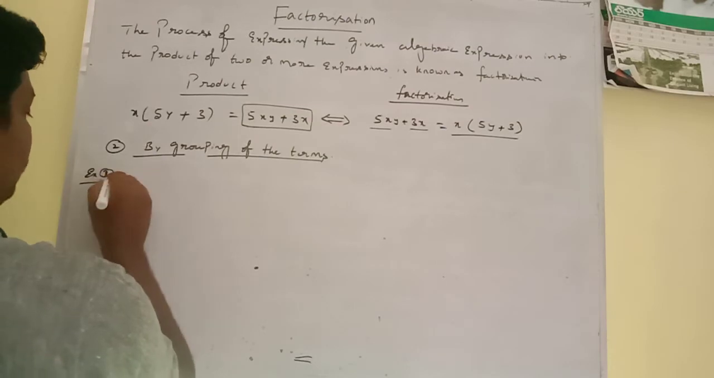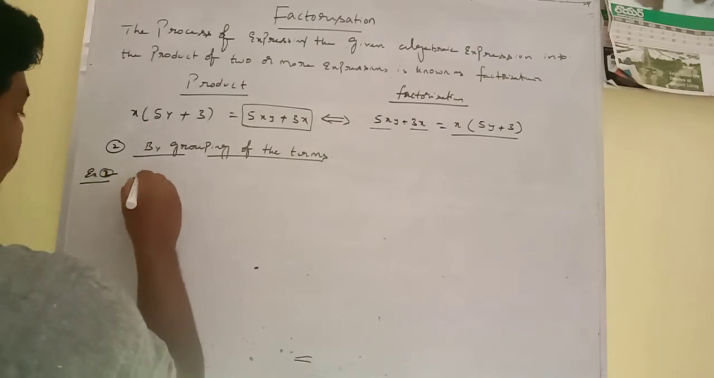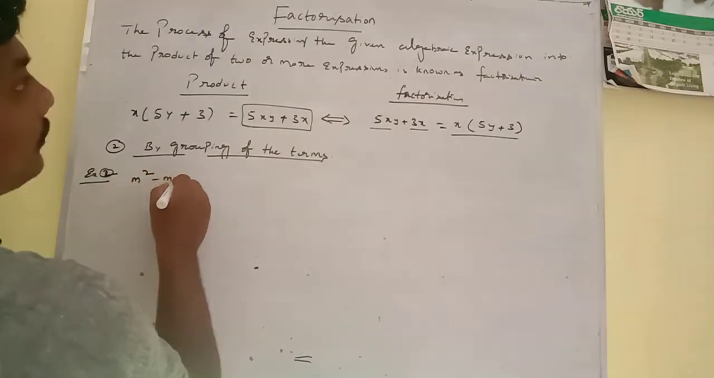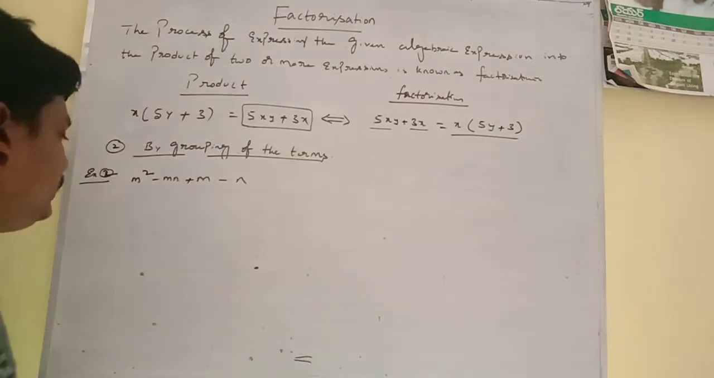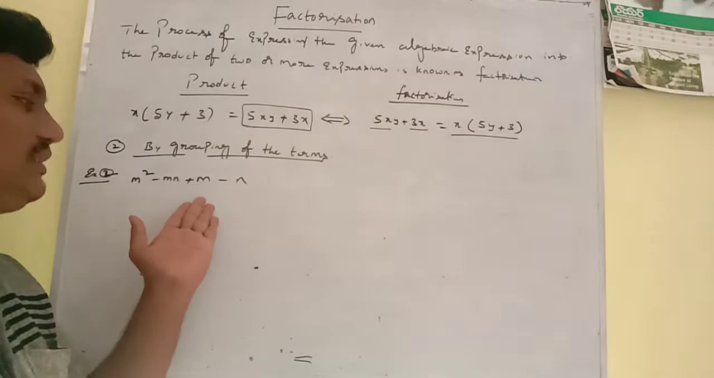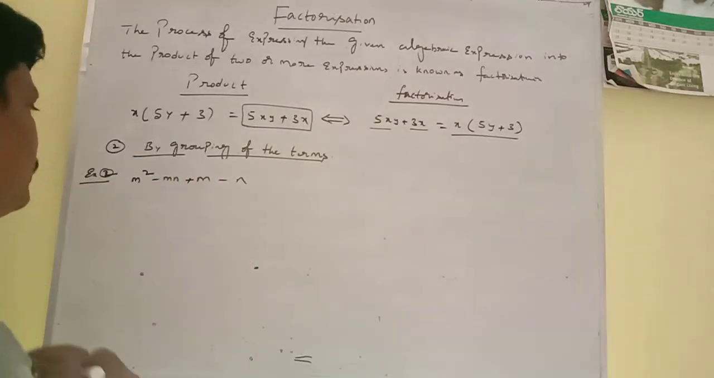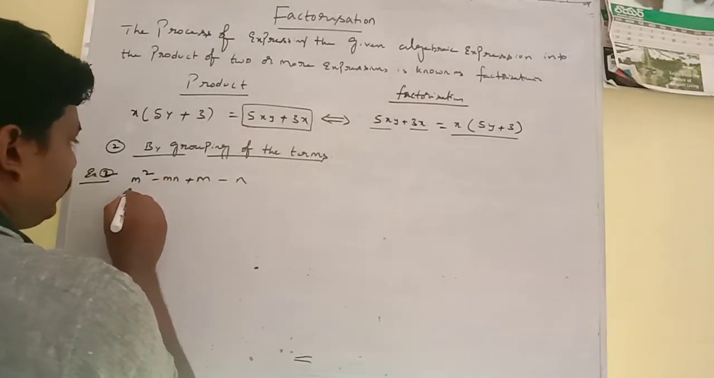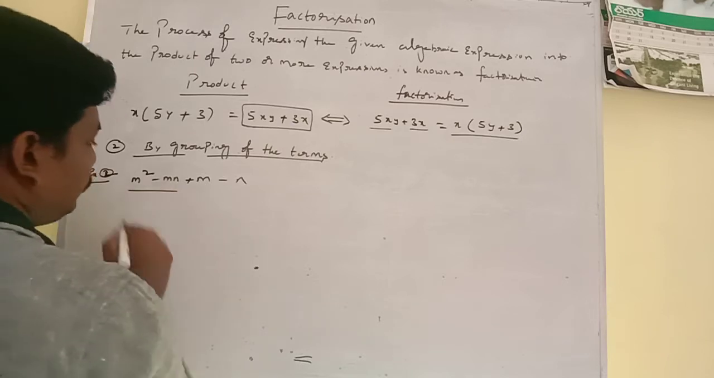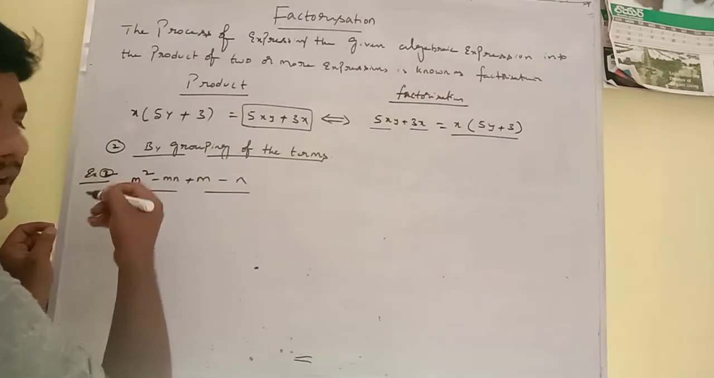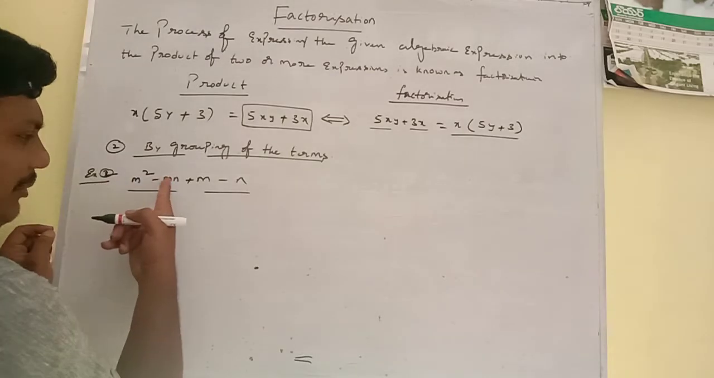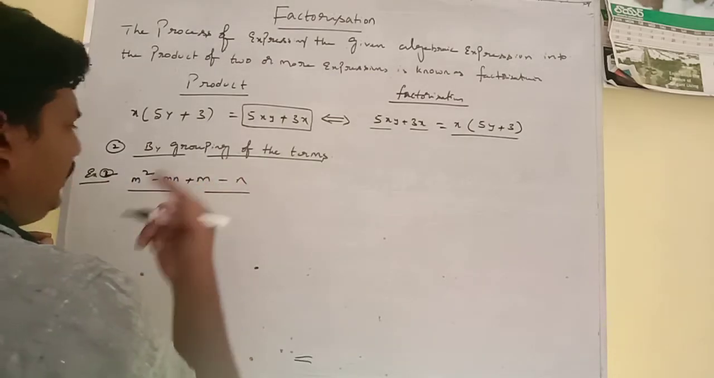Second example, example 2: m square minus mn plus m minus n. In this one also we are going to consider the first 2 terms as one group and the last 2 as another group. In the first 2 terms, m is repeating, and here m is 1 time and n is 1 time. Here m minus n, so no need.